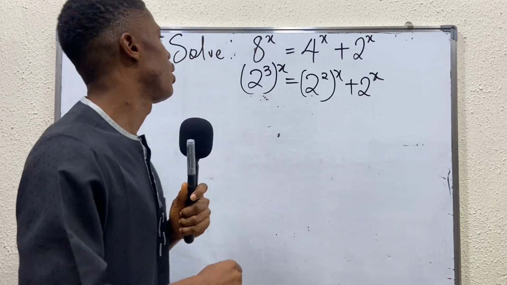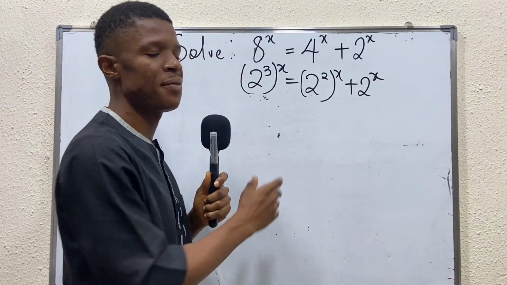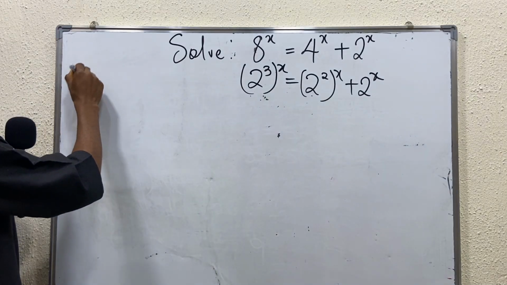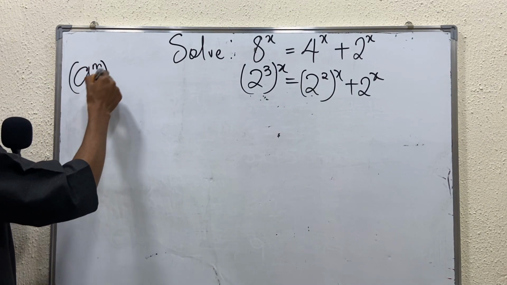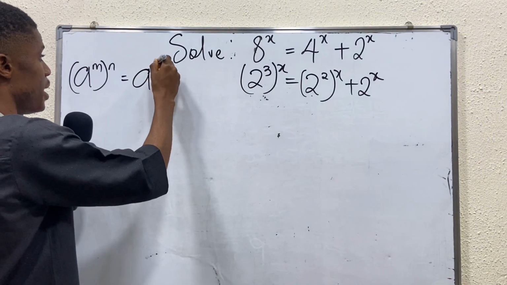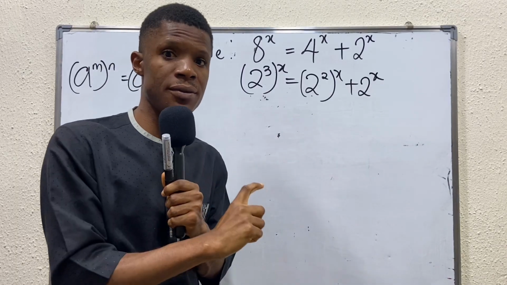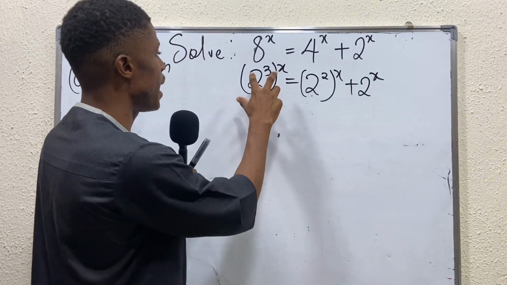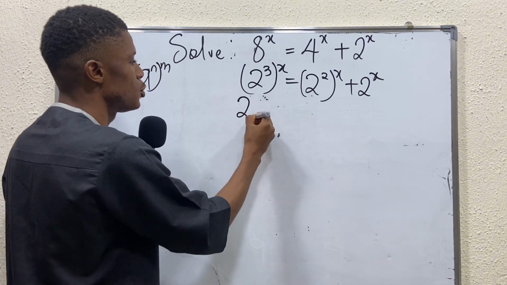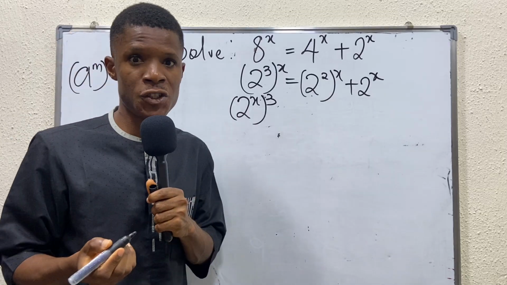Okay, so the next thing we have to do here is to try to simplify it. We look at the laws of exponent. One of them says that whenever you have a to the power of m, then raised to the power of n, you can still rewrite it as a to the power of n raised to the power of m, since multiplication is commutative. So we are going to apply it here and here. If you apply it, we can have it as 2 to the power of x, then raised to power 3. Still the same thing, nothing has changed.